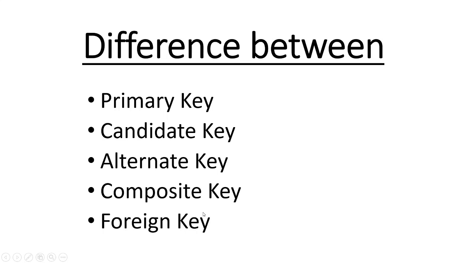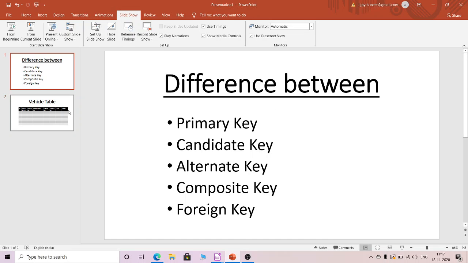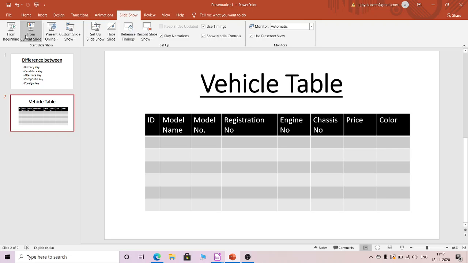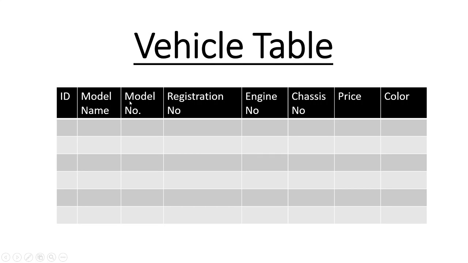A composite key is basically the combination of one or two candidate keys which is set as a primary key. So I can make ID and the registration number together. I will combine them. So even ID will be my primary key and even registration number will be my primary key. So there are two keys which I have set as a primary key.